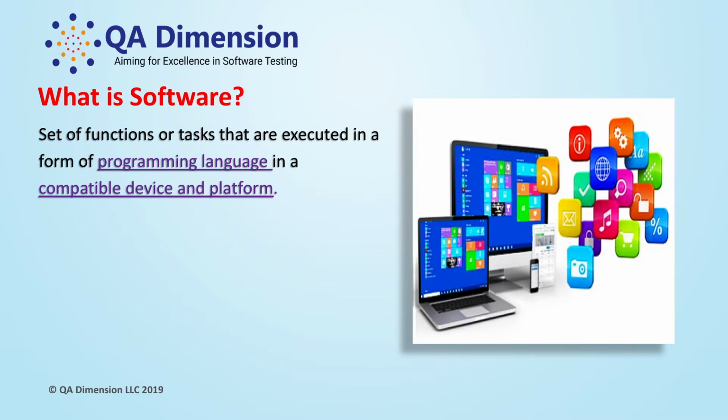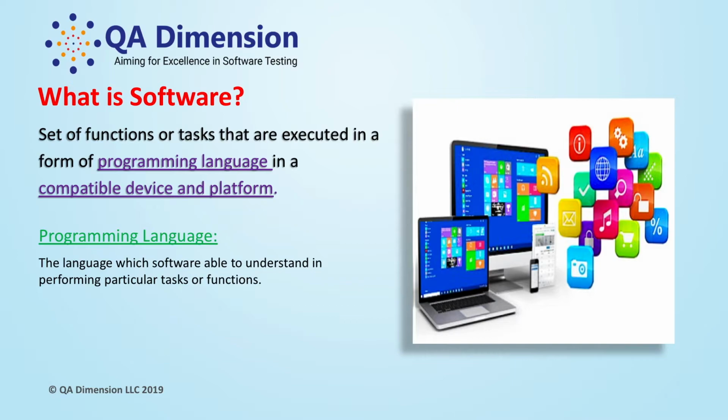I have used a couple of terms in this definition. One is programming language and another is compatible device and platform. So what do those mean? First, programming language. The programming language is the language which software is able to understand in performing a particular task or function. Think of it this way: when you talk to a person who does not speak English, can he or she understand what you are saying? No, right? Similarly, the software also needs a medium, in this case a programming language, to conduct the task.